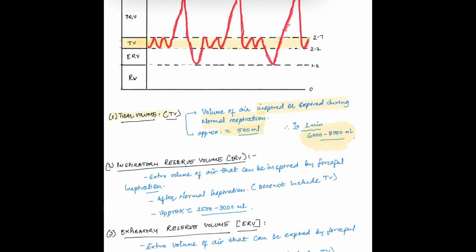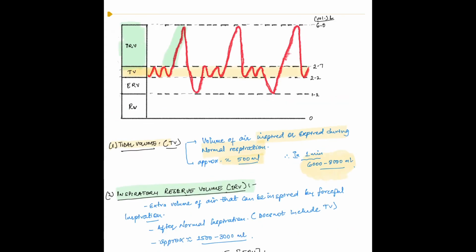The second is the inspiratory reserve volume. It is the additional volume of air you can breathe in by forceful inspiration. Now let's do this together. Take a normal breath. Now try to inspire forcefully as much as you can. This is the inspiratory reserve volume. In adults, it is about 2500 ml to 3000 ml, and it is indicated by the green color in the diagram. You have to remember that it does not include tidal volume.